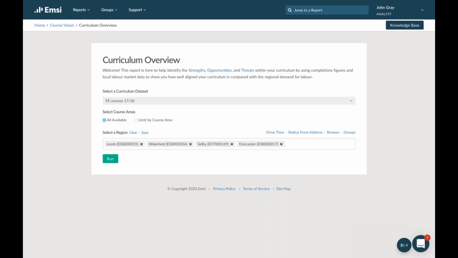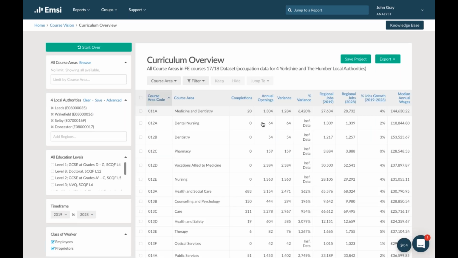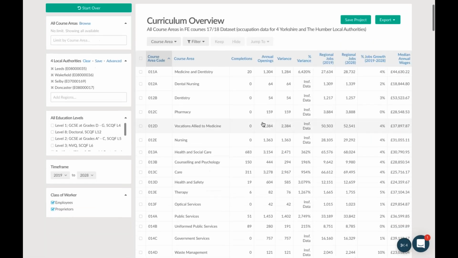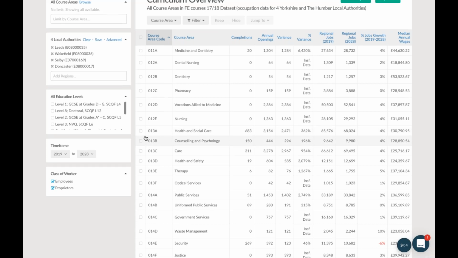Again, we're going to use the same data set, and we're going to run for the same region. This is going to take us back into the curriculum overview report. And what I'm going to do then is just pick an example at random for us to talk about in more detail. So if we just look at health and social care as an example, let's say that we wanted to find out a bit more about that. So 683 completions and 3,154 annual openings.